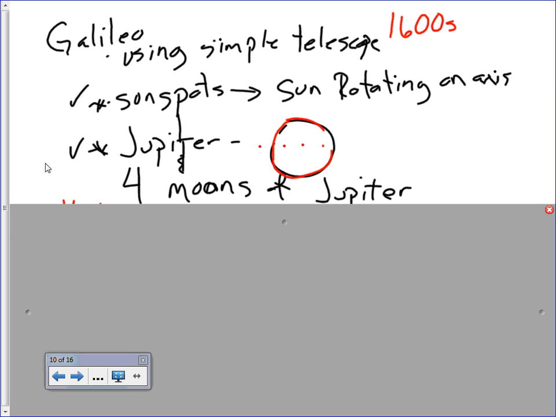And so finally he comes to the conclusion that these are actually moons orbiting Jupiter. They're revolving around Jupiter. So this is a further bit of evidence that if Jupiter can have moons revolving around it, then clearly the Earth is not the center of everything. And we'll talk about this a little bit more next week or the week after when we talk about the planets.